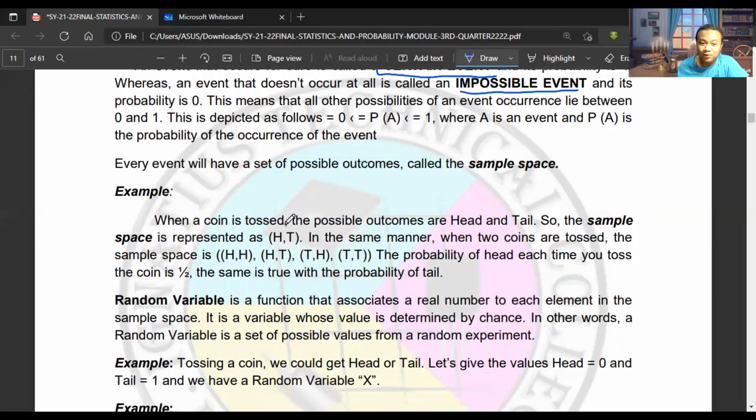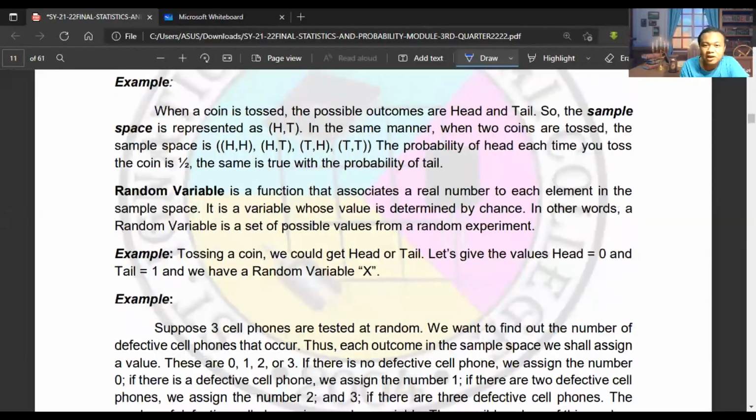Okay? So example, when the coin is tossed, the possible outcomes are head and tail, di ba? So duha lang, head and tail. So the sample space represented is H and T. In the same manner, when two coins are tossed, it's either HH, so first toss mo sa coin, mugawas heads, second mugawas heads yapon. First is heads, then tails, then heads, tails, tails, okay? So probability of head each time you toss a coin is 1/2, di ba? Muna itong 50%. So the same is true with the probability of the tail.